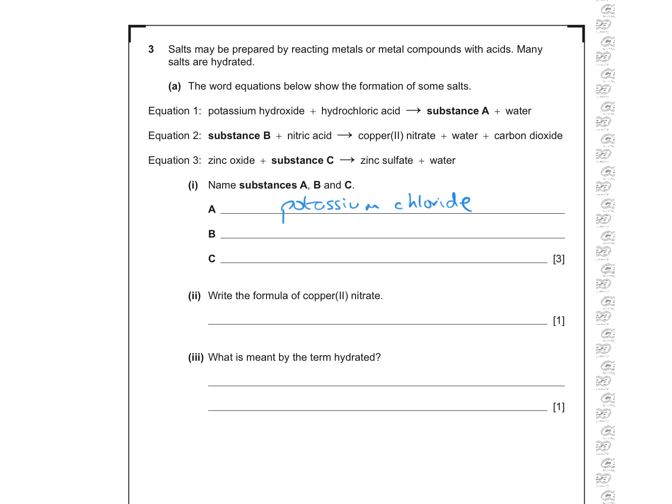Equation 2, this time we're making copper nitrate. The nitrate tells us that the acid used is nitric acid. So the first part has to be copper. Now copper doesn't react with acid, so we just can't add copper to acid to give copper nitrate. It has to be copper something. Now the clue here is carbon dioxide, and that indicates that the original substance, substance B, was a carbonate, because carbon dioxide is always produced when carbonates react. So substance B has to be copper(II) carbonate, and make sure you put in the 2 there after the copper.